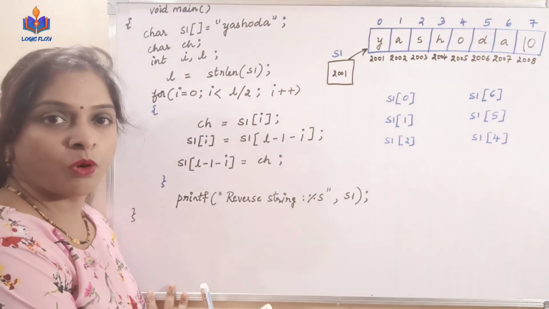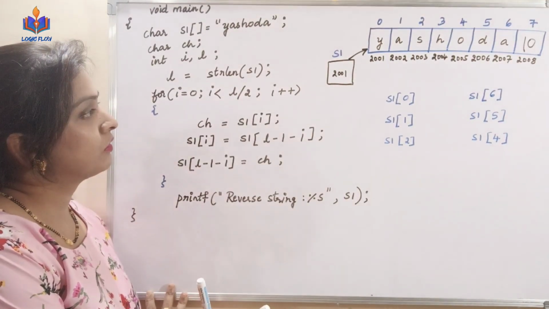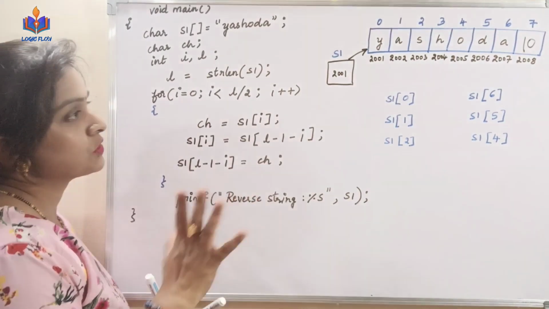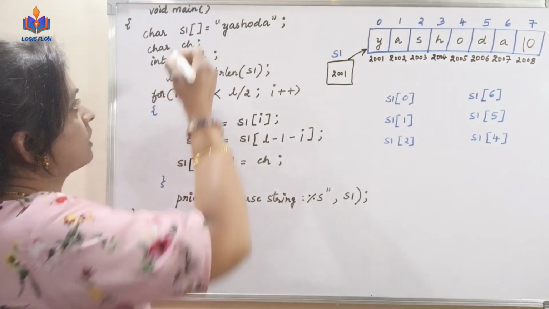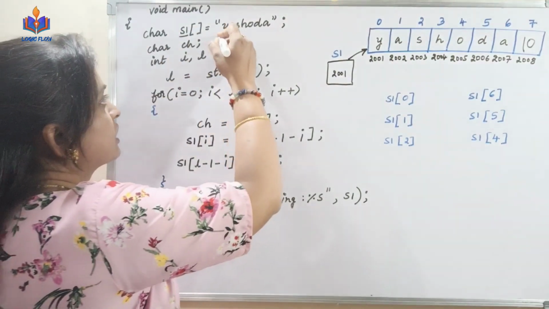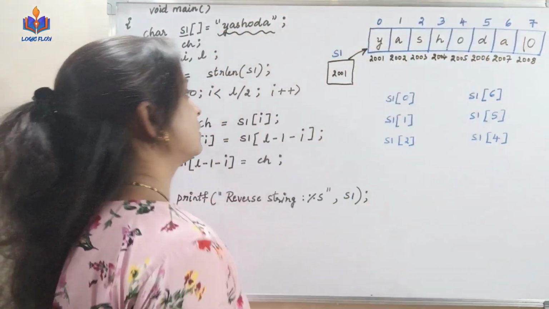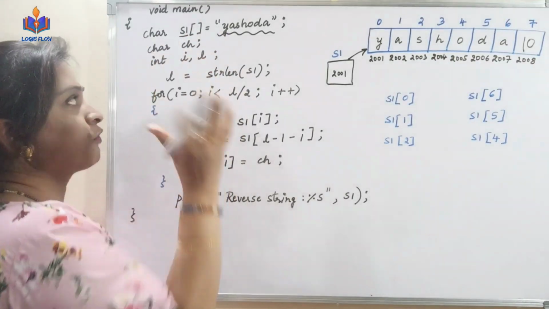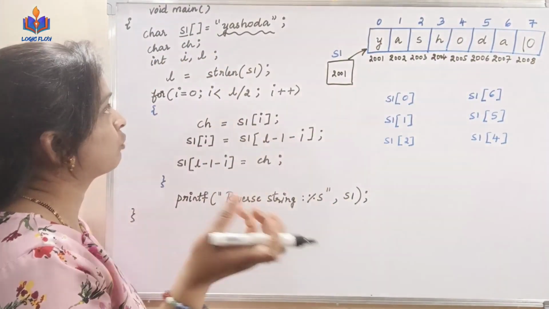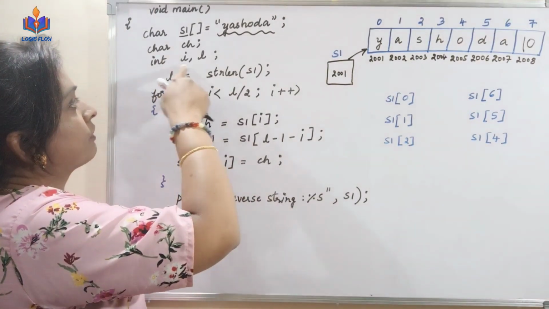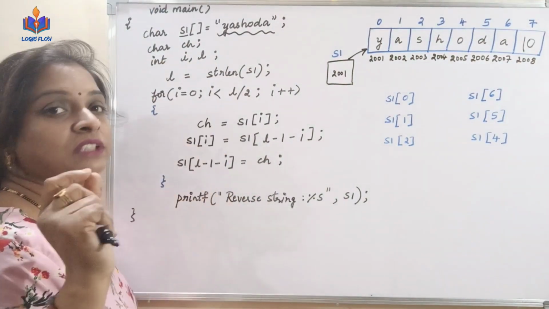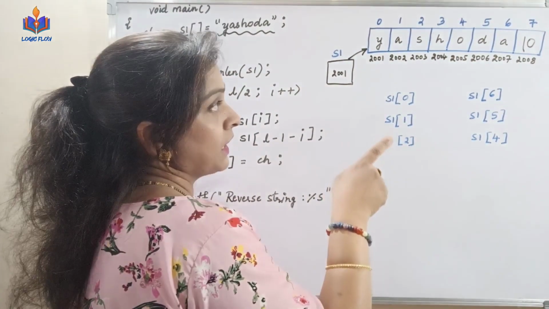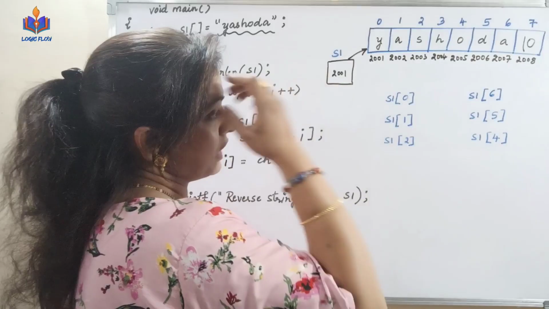So here is the coding for reversing a string without using string reverse. Here we have the array named S1, initialized to Yashoda. As usual it has been initialized. Then we have a supporting variable ch for storing values temporarily, and control variable I and L to store the length of the array, because we need to find the length of the array and traverse half of the length.